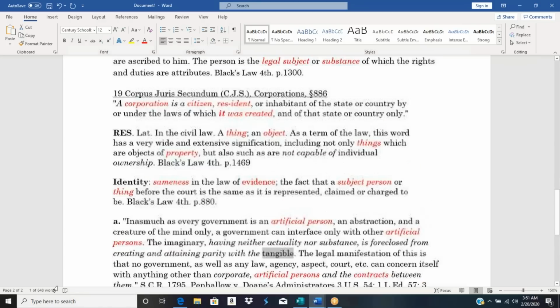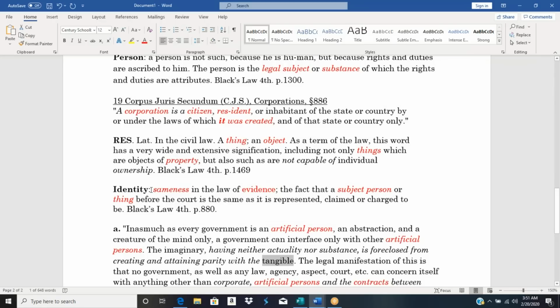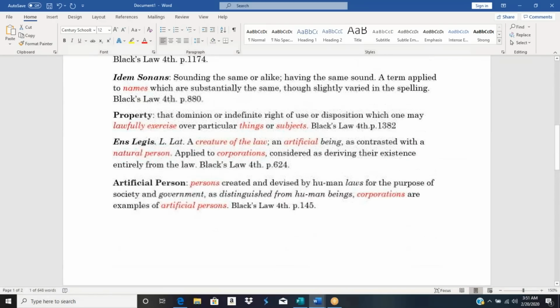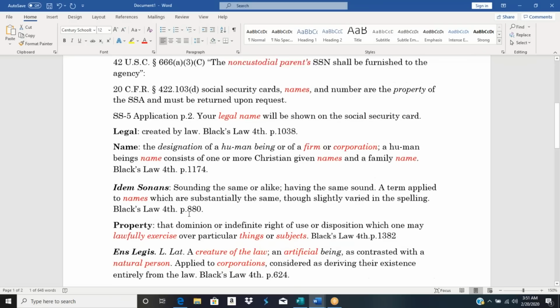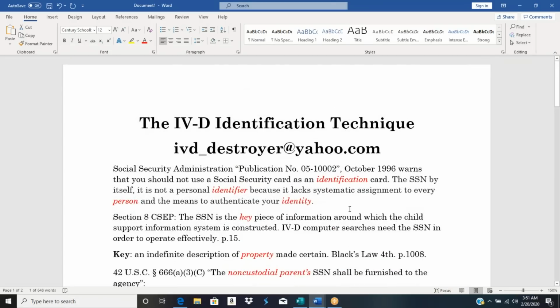Just imagine if you didn't identify yourself as the non-custodial payer, which is the person obligated to pay child support, then you probably wouldn't have that problem. Now you know. Gentlemen, it's all about the Social Security number.